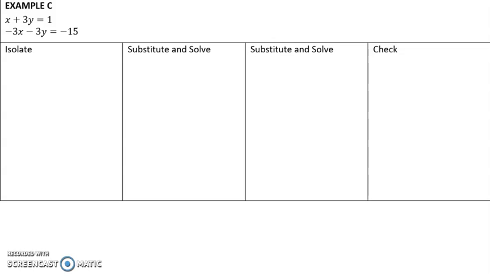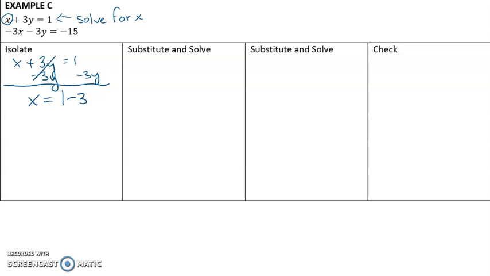x plus 3y equals 1, negative 3x minus 3y equals negative 15. Okay, so I'm looking at my equations. Do any of my variables have a coefficient of 1 or negative 1? And if I look at my first one, I see this beautiful lonely x right there. So I'm going to solve that for x. All right, so here we go. x plus 3y equals 1. We want to solve for x, so we're going to subtract the 3y. We get x equals 1 minus 3y.